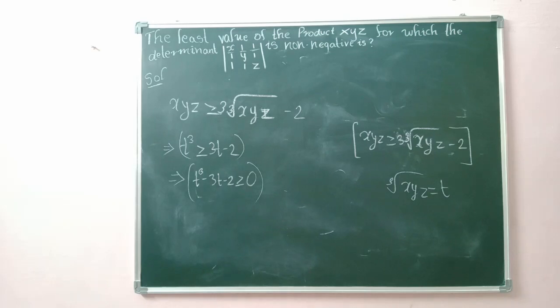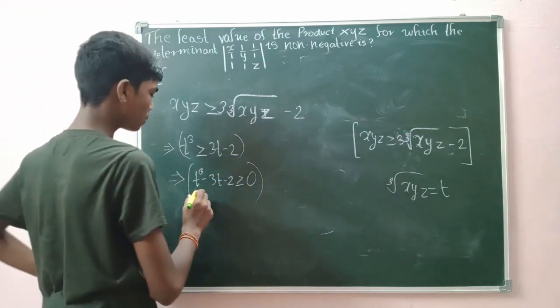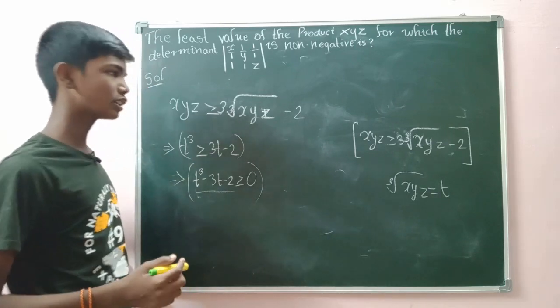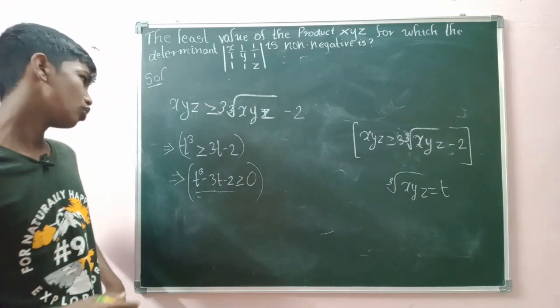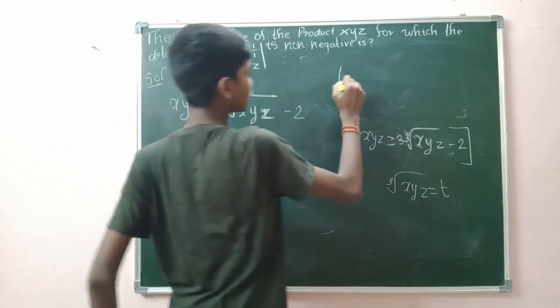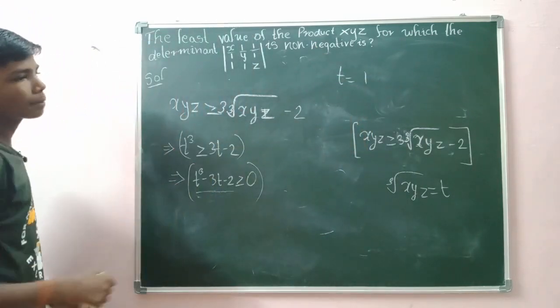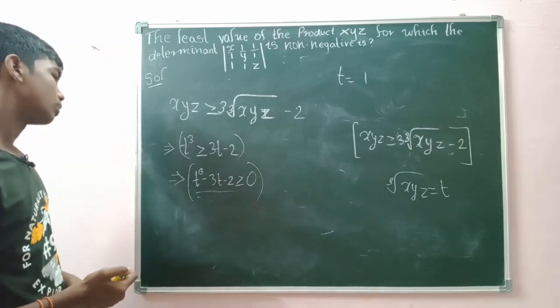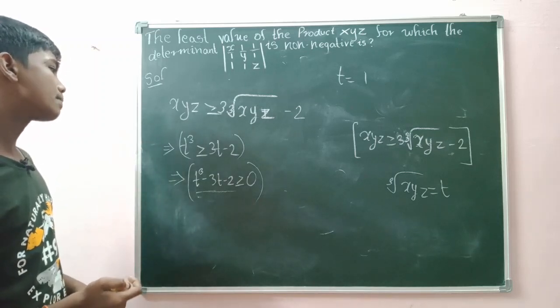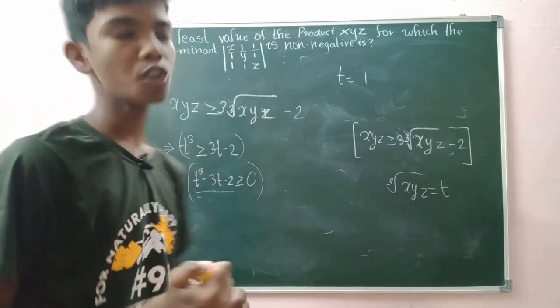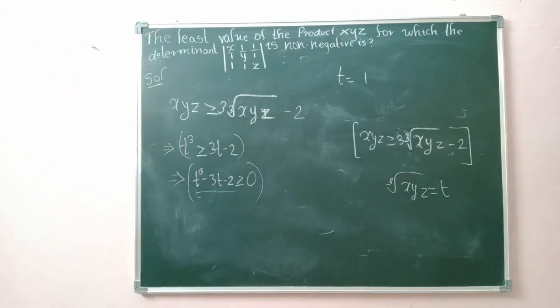So now how will you solve this particular expression, t cube minus 3t minus 2, a cubic polynomial? For example, let me take t as 1. When I take t as 1, 1 minus 3 minus 2 is not zero. No, it's not coming. So how to find the other roots? Let's try minus 1, minus 2.